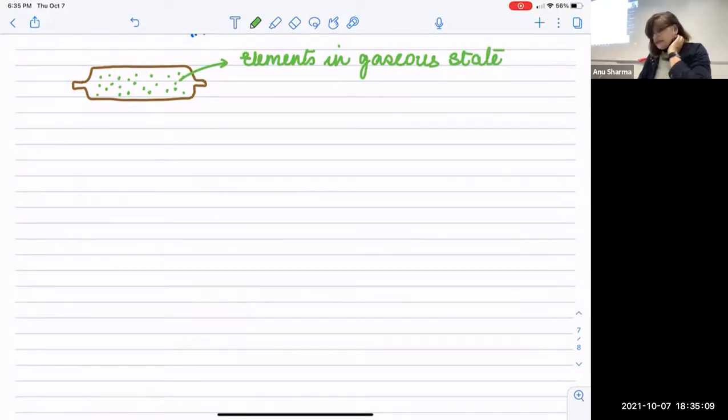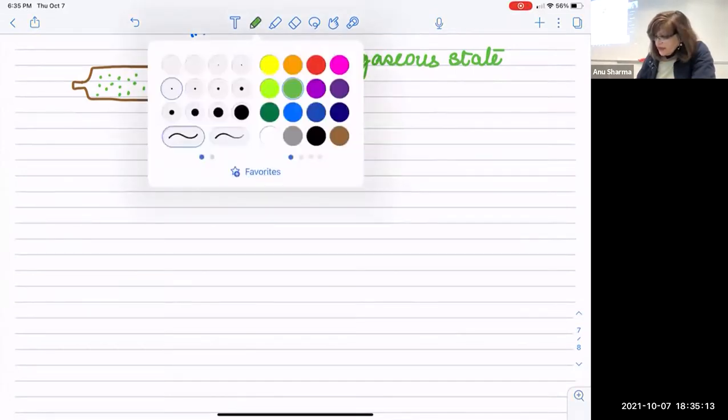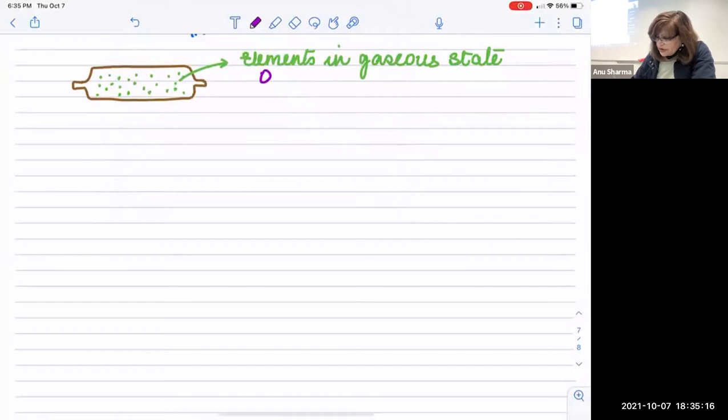So elements in the gaseous state could be any of the gases, like oxygen heated up, or xenon, mercury, or sodium. Sodium gives a very bright yellow light. But anyways, how are you going to heat it? We heat them by passing an electrical current. One side is positive and the other is negative, and current is passed through.